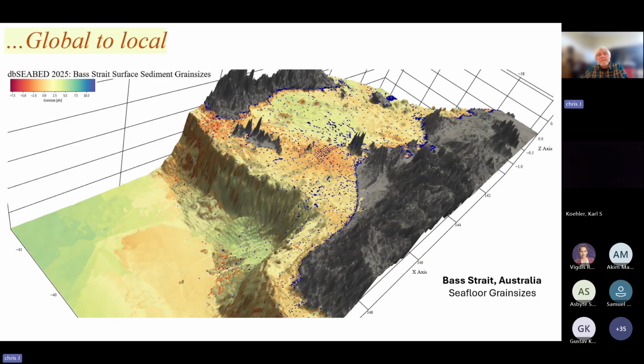You can see that the data density varies quite a lot. On the platform here, there's a fair sprinkling of data. But when you come out into the deep Tasman Sea, there's almost nothing out there, right? So one of the functions of dbSEABED is that it is possible to identify the gaps in our knowledge and then direct the ships and the scientists to those areas.